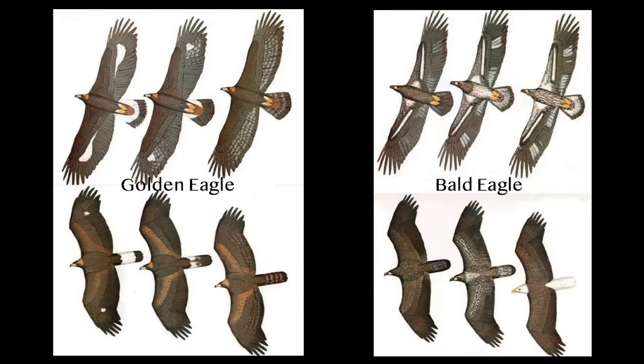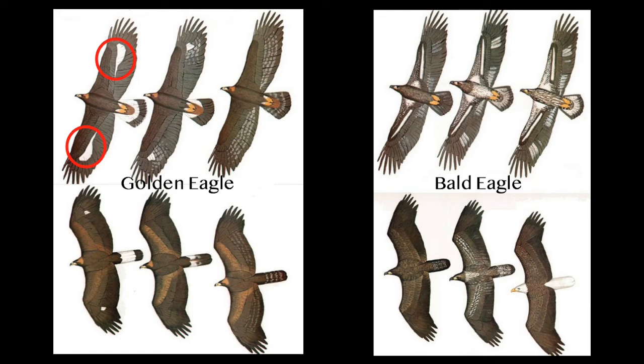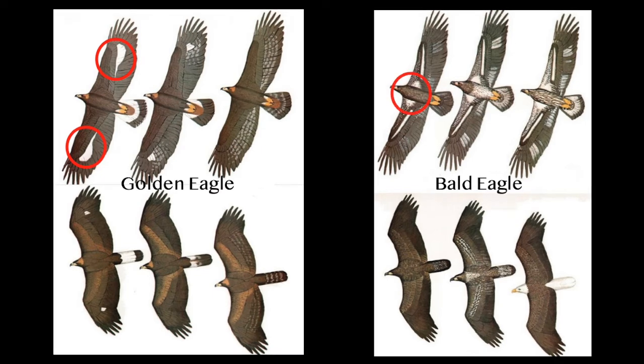As mentioned before, these species tend to look very similar in their juvenile forms. The best way to tell these two apart is the golden eagles will primarily have white patches around the wrist area, while bald eagles have white in the wing pits and along the underside of the wing.